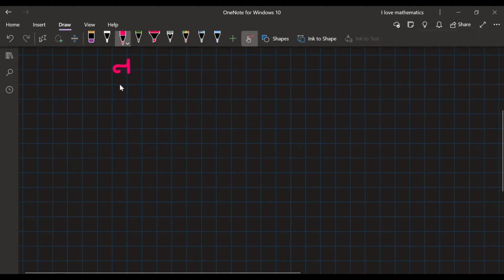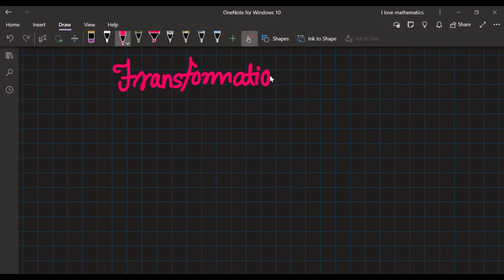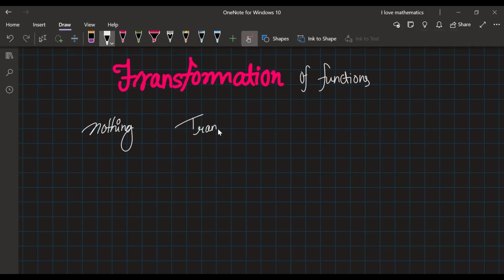So what is usually meant by transformation of functions? It's nothing but transforming one function into another. And what does that mean?